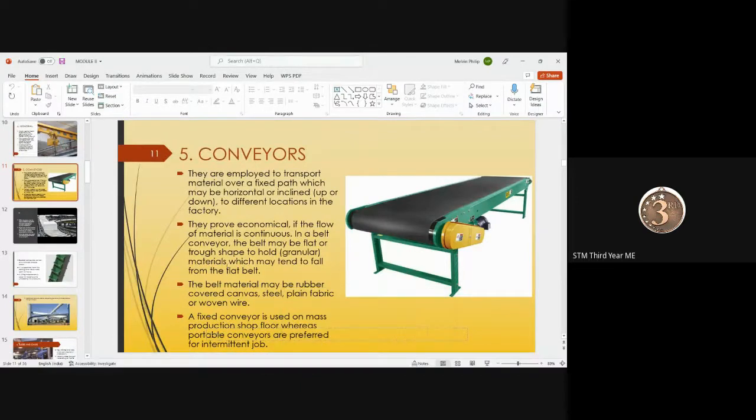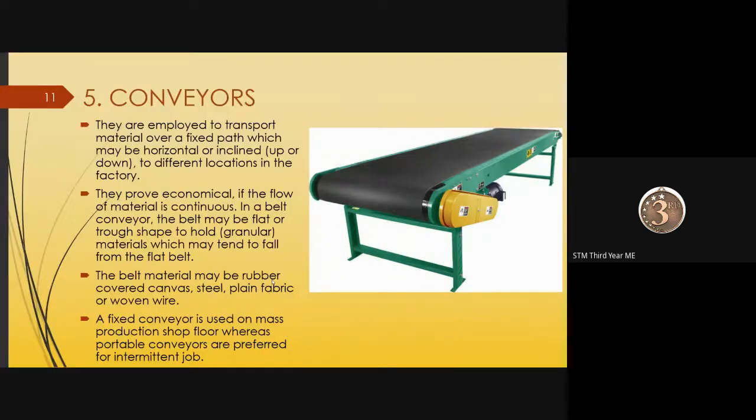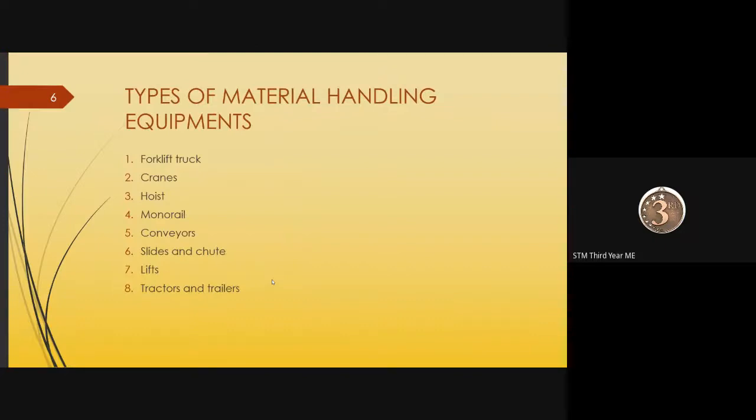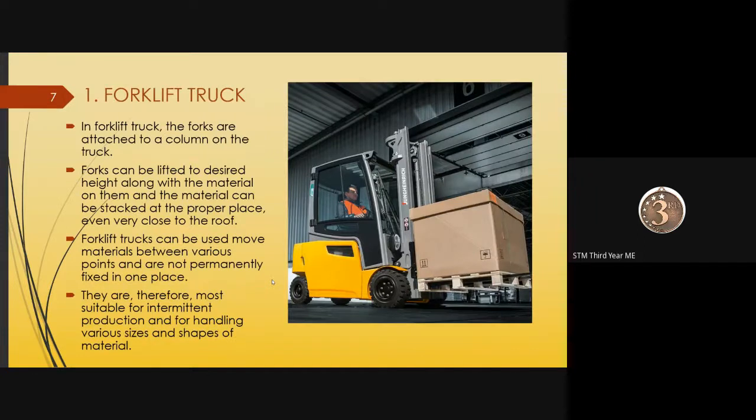So we were discussing the various equipments used for material handling, and we looked till conveyors. So first one was forklift truck. The forklift truck has a fork and a column, and it raises the material to a certain height. So that is forklift truck.